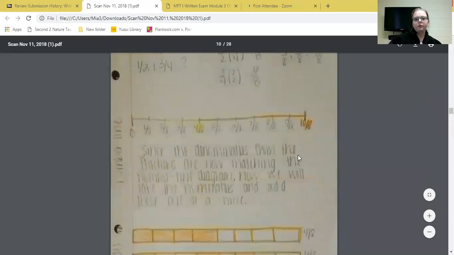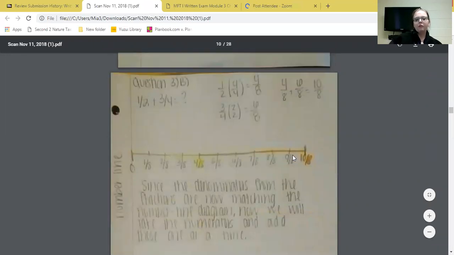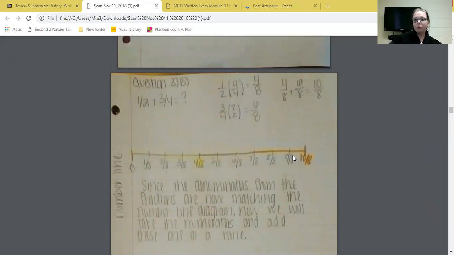Now we're going to go over 3b. We're going to add 1/2 and 3/4 together. So like before, we're going to multiply by the denominators of each other, to the top and bottom. So 1/2 times 4 over 4. 1 times 4 equals 4, and 2 times 4 equals 8. Then we have 3/4 times 2. 3 times 2 equals 6, and 4 times 2 equals 8. That gives us 4/8 and 6/8, giving us 10/8. And we're going to come back to that 10/8 later.